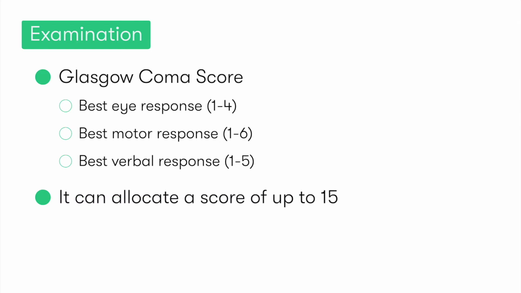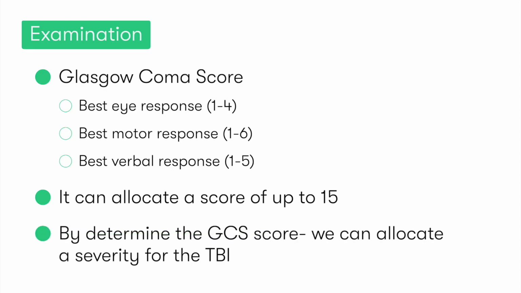Now, we won't go into full detail within this talk about the various individual scoring elements for these three components, but we'll briefly demonstrate it here, so if you want to look at it in more detail, then feel free. However, by assessing these three categories and determining the GCS score, we're able to allocate the traumatic brain injury with a severity classification.